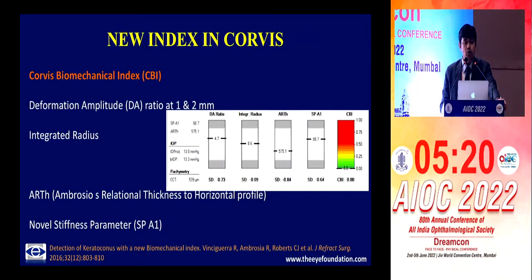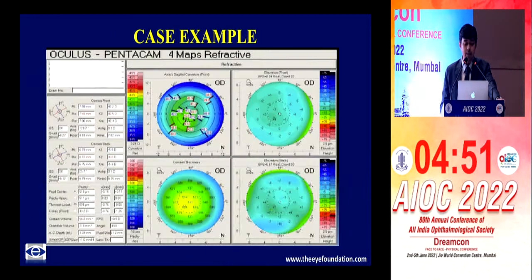While these are all individual parameters, Vinciguerra and his group brought together a new index called the Corvis Biomechanical Index, where the CBI itself was composed of individual components like the DA ratio, integrated radius, ARTh, and a novel stiffness parameter. Adding to the CBI, another very useful tool that the Corvis has is the stress strain index, which also gives us a clear idea about the biomechanical changes happening in the cornea.